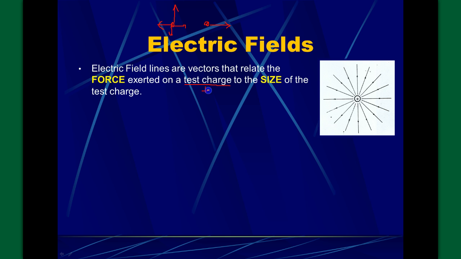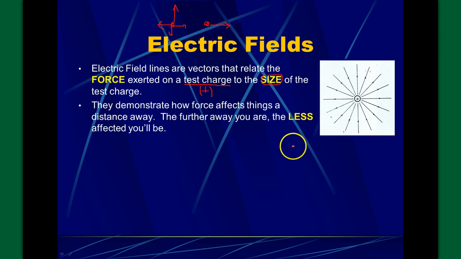Now this term test charge is something that you need to know. You need to know that in this class, test charges are always positive. We talk about positive test charges. So a field line relates the force exerted on the test charge to the size of the test charge. It talks about the direction of the force and the magnitude of the force. Another word for size is magnitude.